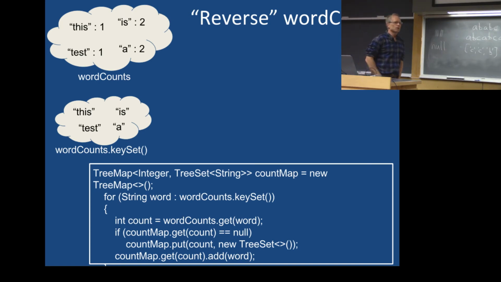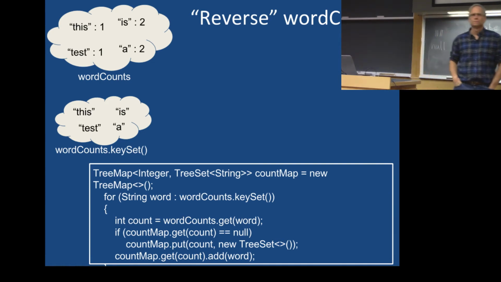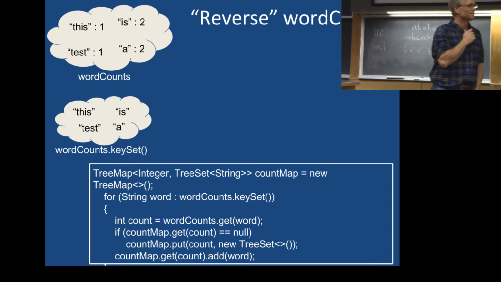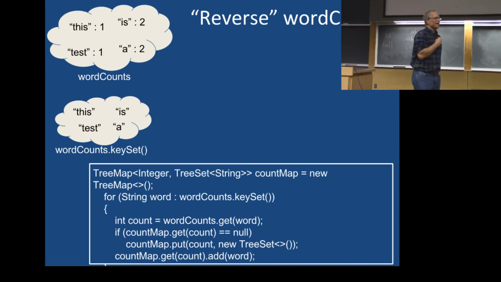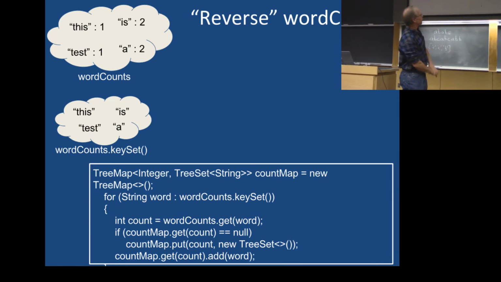what will the keys be in the new map? If we ask for all the keys in the new map, what will they be? Yep. Integers, 1, 2, 3, 4. Well, in general, any integers could be the key, but what specific integers will be the keys in the new data structure? Yeah? Any value that appears in wordCounts. Any value that a word is mapped to in wordCounts. Well, what values are words mapped to? 1 and 2.